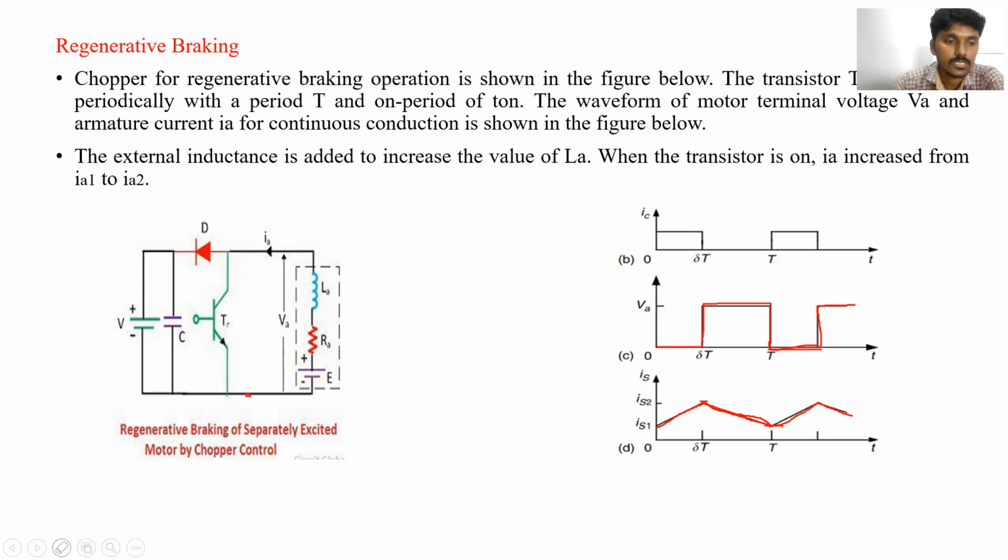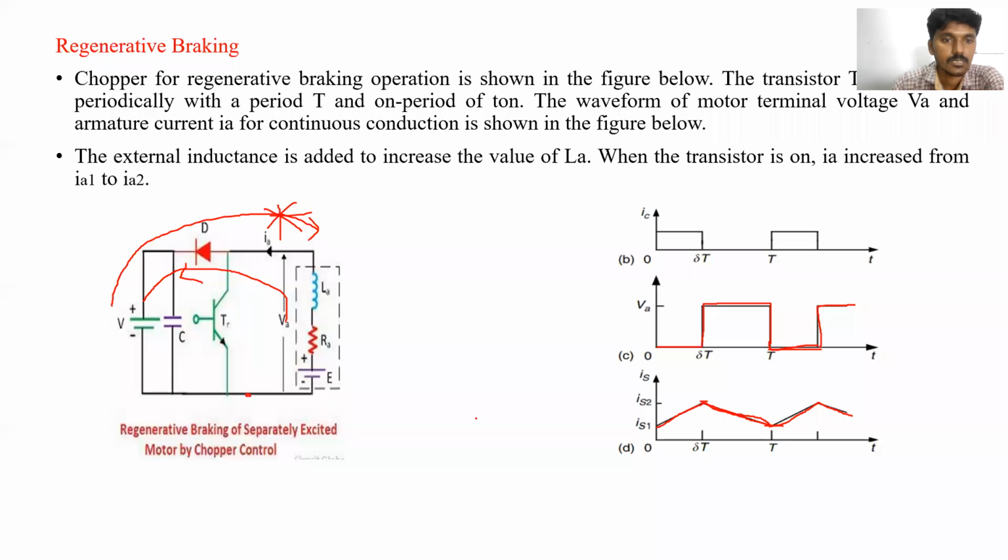Because here the current is always flowing from load to source. There is no chance for the current to flow from source to load. So that's why this circuit can be called regenerative braking.